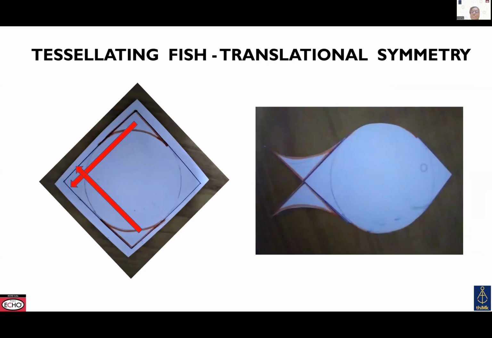So this is a simple animal tessellation that I do routinely with kids, and they love it. You start off with a square on a cardboard with a circle inscribed in it, and you cut off the opposite two pieces, shown in maroon, and you slide them along the red arrows to the opposite side, and then you tape them, and that's it. This is your tessellating fish tile.